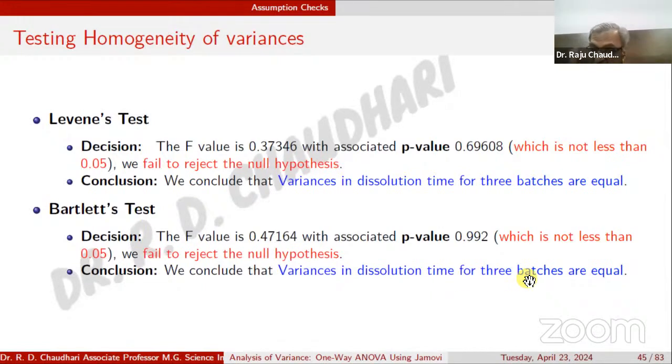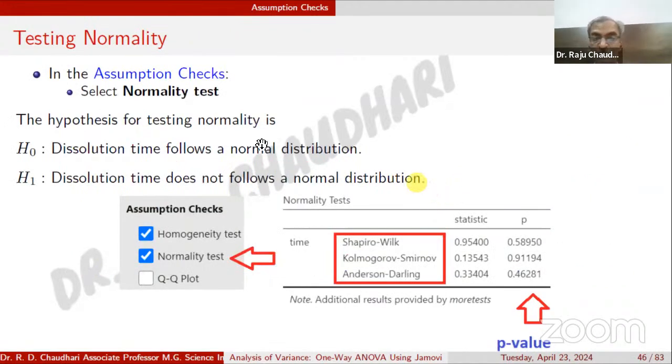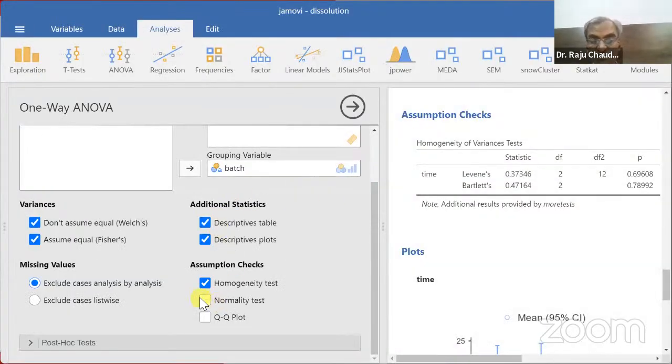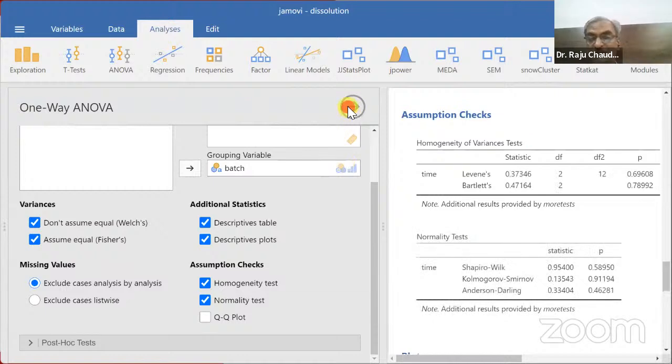Now we know that if the variances are equal, we have to go for Fisher ANOVA. If the variances are not equal, we have to go for the Welch analysis of variance technique. So that is one part. The next part is testing the normality.